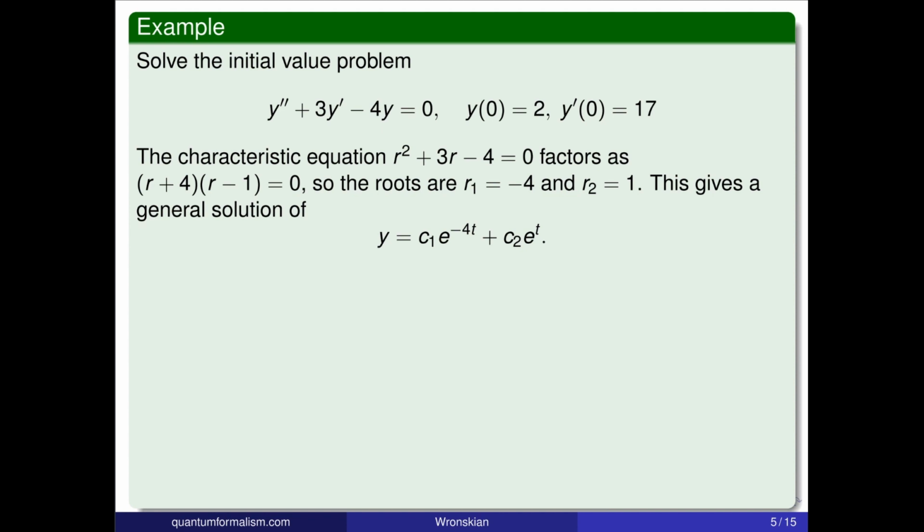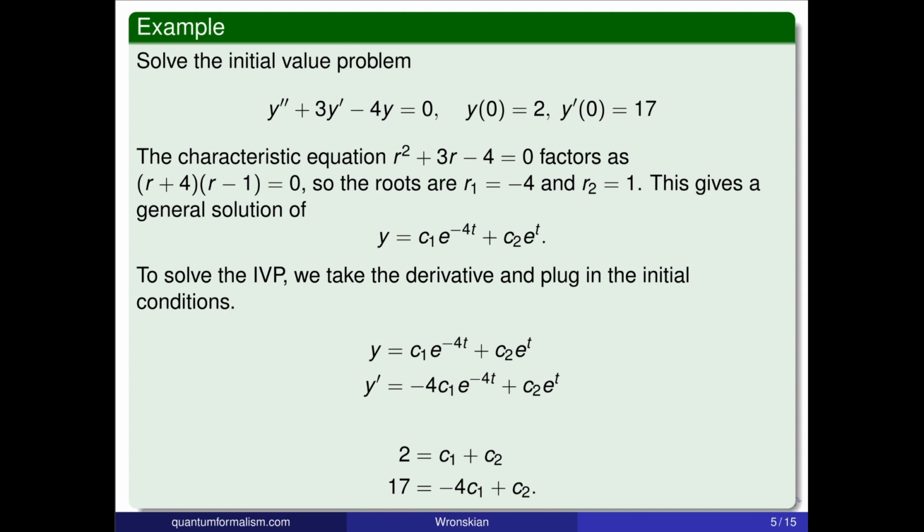And so if you believe the thing I said about the general solution in the case of real distinct roots, this will be the general solution to this differential equation. And now we just have to find the values of these constants, c1 and c2, that solve this initial value problem. We know from the existence and uniqueness theorem that it'll have a unique solution. And so if this is the general solution, there should be some values of c1 and c2 that'll actually work. All right, so how do we find those?